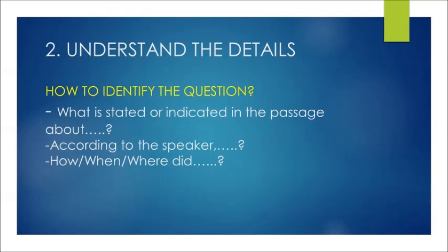Understand the details. How to identify the question? What is stated or indicated in the passage about? According to the speaker, how, when, where did something happen? Here, first of all, we have to listen carefully to the details in the passage and take quick notes on key terms. Look for the answer that correctly restates the information from the passage. Eliminate the definitely wrong answers and choose the best answer from the remaining choices.